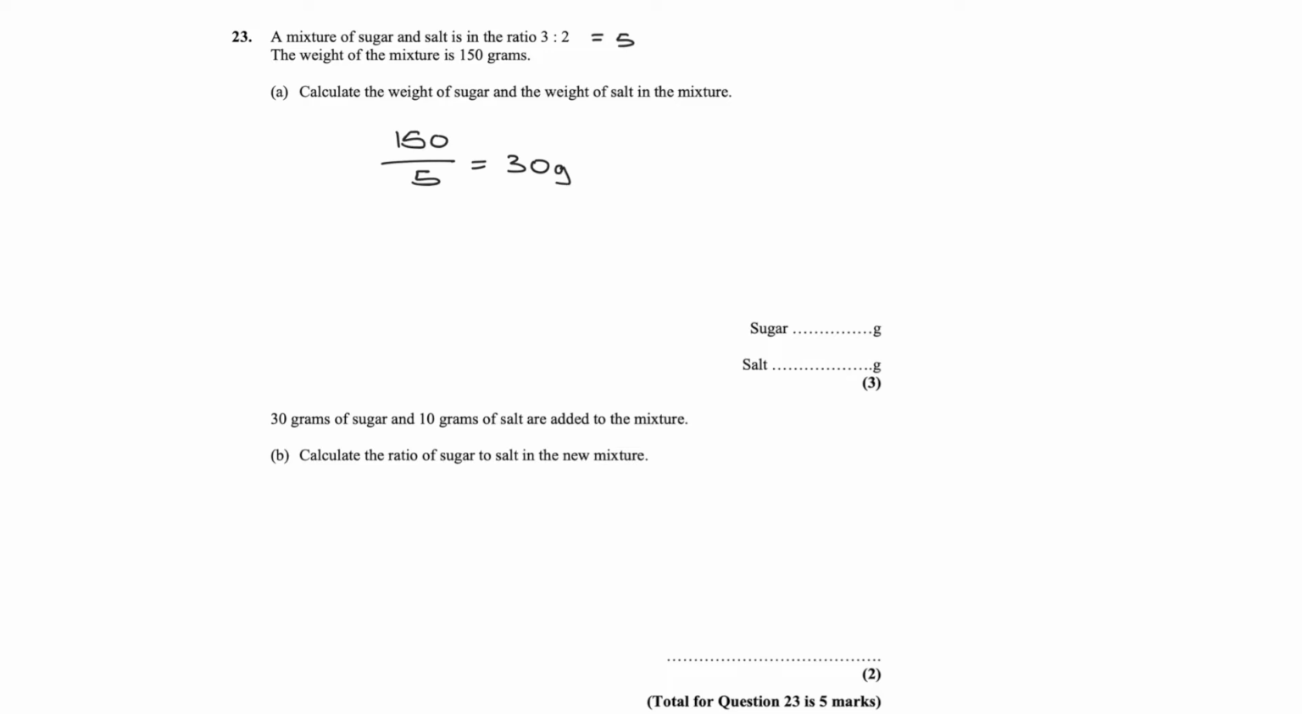So now if I want to know how much sugar I need, we need 3 parts sugar, so that's going to be 30 times 3, so we're going to need 90 grams of sugar. And we need 2 parts salt, so that's going to be 2 times that 30, so that's going to be 60 grams of salt. And just like that, we've got 90 grams there and 60 grams there and 3 marks in the bag.